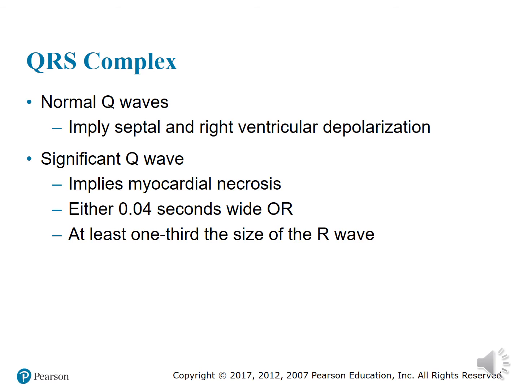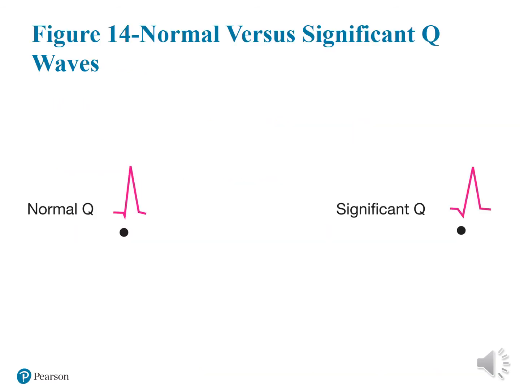Okay, flip back to what we were doing in chapter 13. We were looking at the different sizes. So normal versus significant Q waves. Note the subtle differences. You see what the normal Q wave looks like. This is what you're used to seeing. Now look at the significant Q wave.